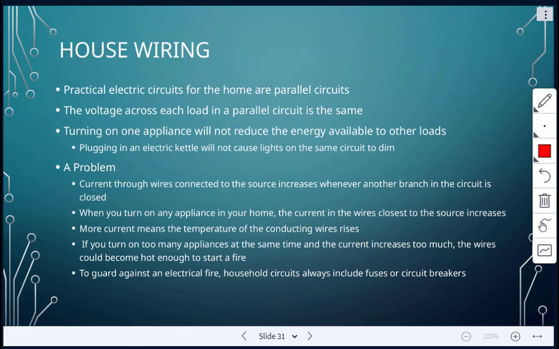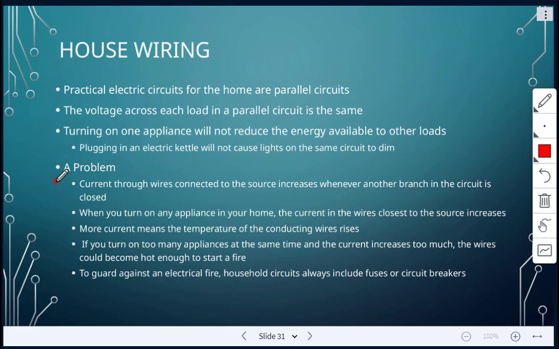All right, so next we're going to talk about house wiring. Practical electric circuits for the home are parallel circuits. The voltage across each load in a parallel circuit will be the same. So if you turn on one appliance, it's not going to reduce the energy available to the other loads. If you plug in an electric kettle, it's not going to cause the lights on the same circuit to dim. A problem is that the current through the wires connected to the source increases whenever another branch in the circuit is closed.